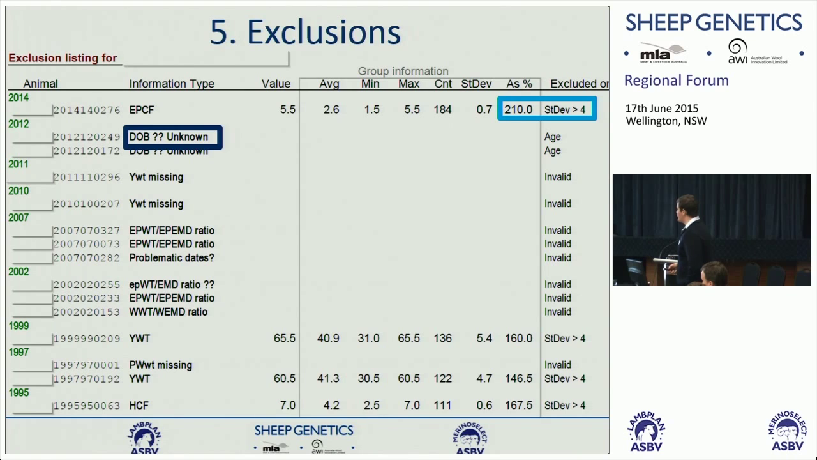Okay. Another reason for an exclusion is a date of birth not known. So we really need to hone in on those ones, especially if there's only 2 there, we're a little bit worried about that. And again, like Hamish was saying, we've got this outside 4 standard deviations.